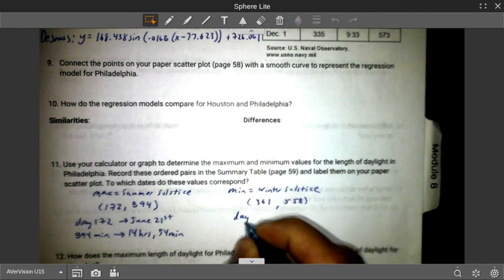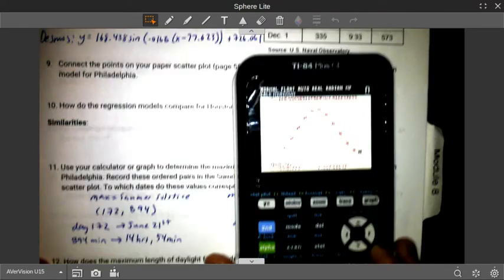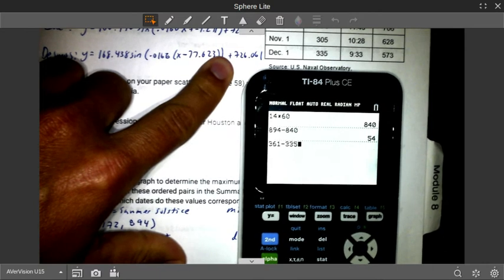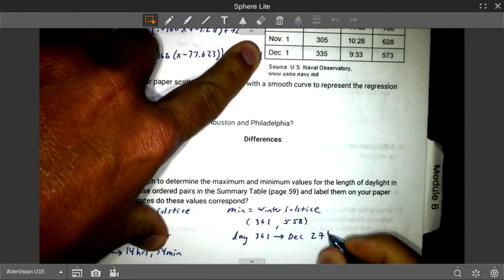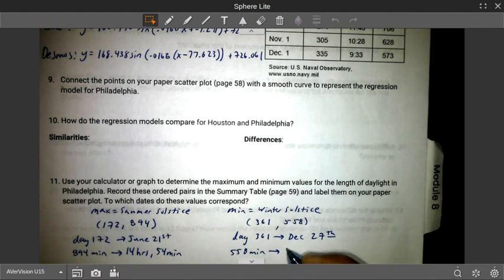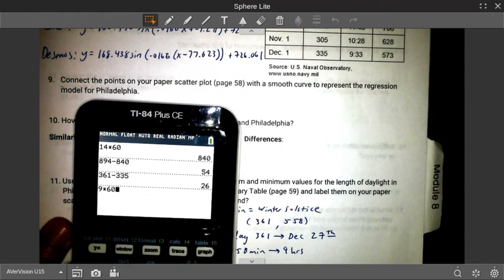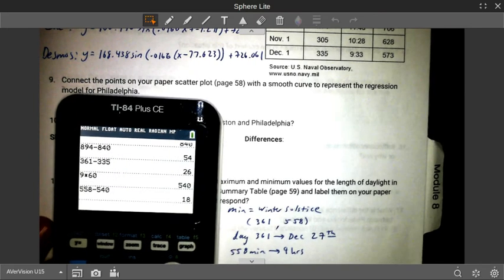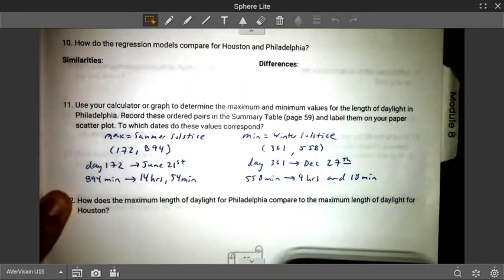So that's day 361, which is how many days after December 1st? It's 26 days after, so that would be December 27th. And then 558 minutes is approximately 9 hours. Let's see how much more than 9 hours it is. 9 hours times 60 minutes is 540. 558, take away 540, is 18 minutes. But we kind of did that last video as well.